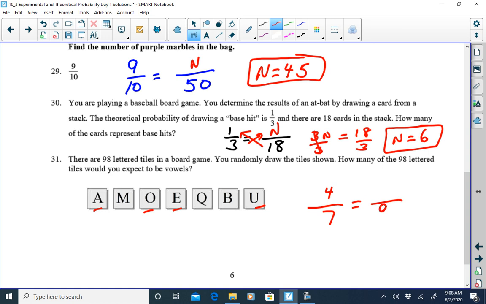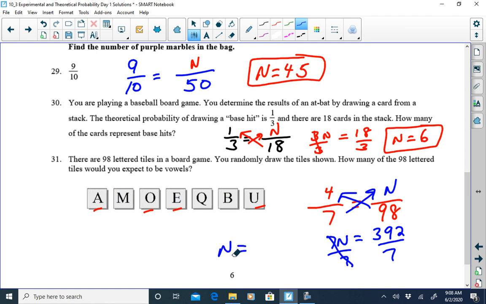Well, if we have a total of 98 letter tiles, once again, we could set up a proportion to find out how many out of the 98 would be vowels. So we cross multiply and divide. 7 times n is 7n. 4 times 98 is 392. And we would divide by 7, they cancel. And so n is going to be equal to, what's that, 7 times 5, 56. N is going to be equal to 56 vowels that we would be able to expect.